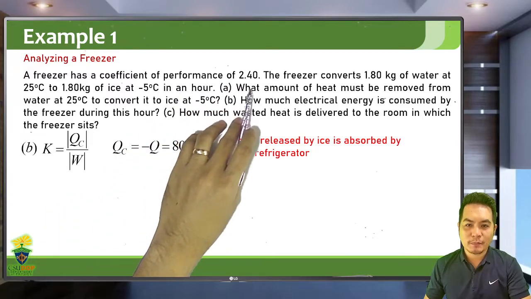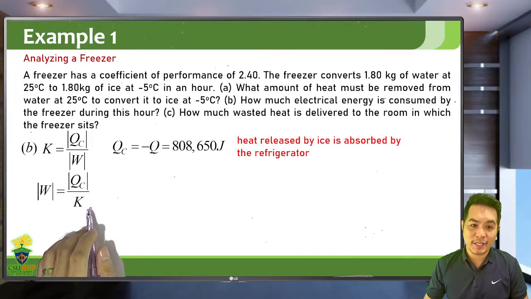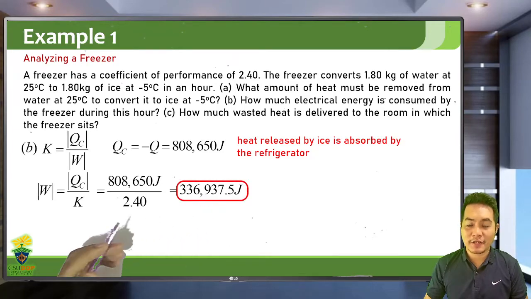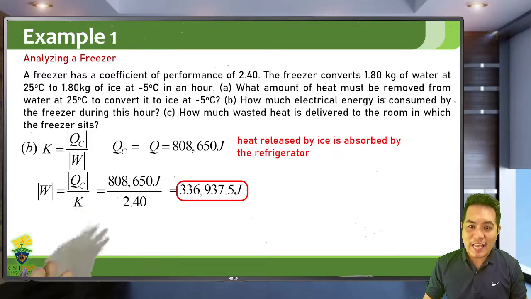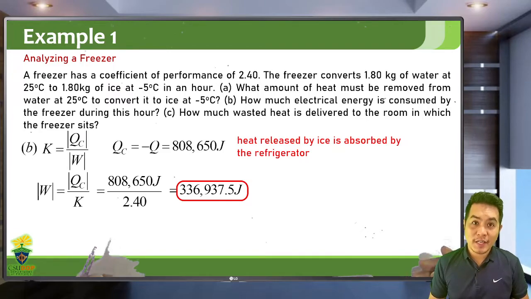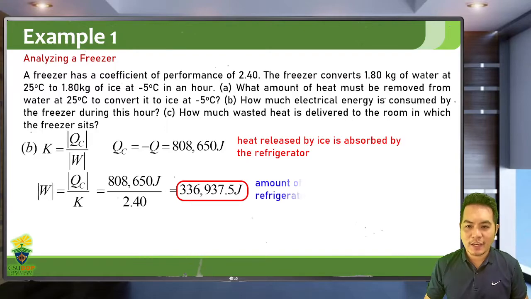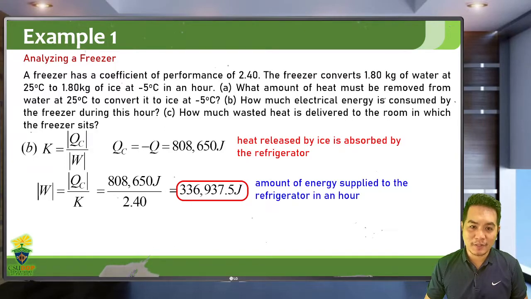We are given the coefficient of performance, so we can now solve for the work done on the refrigerator. It's QC over K. And you will get a value of 336,937 joules. But this is actually not what is asked in letter B. This is what is asked: the electrical energy consumed by the freezer. The electrical energy consumed by the freezer is basically the work done on the freezer in order to convert water into ice in just 1 hour. So this is the amount of energy supplied to the refrigerator in an hour. This is the work done on the refrigerator in an hour.